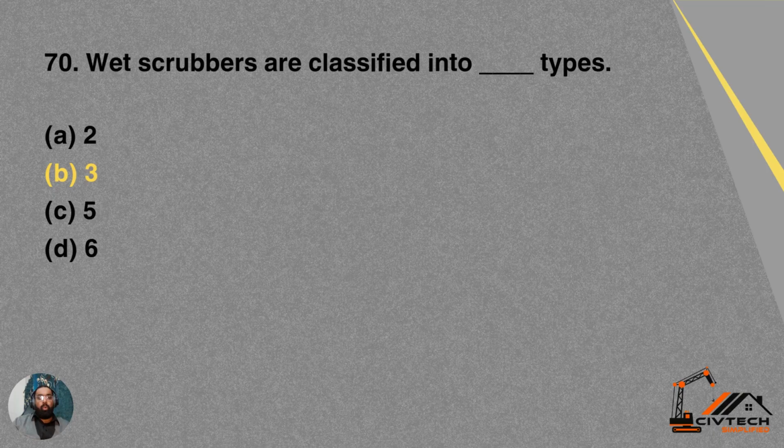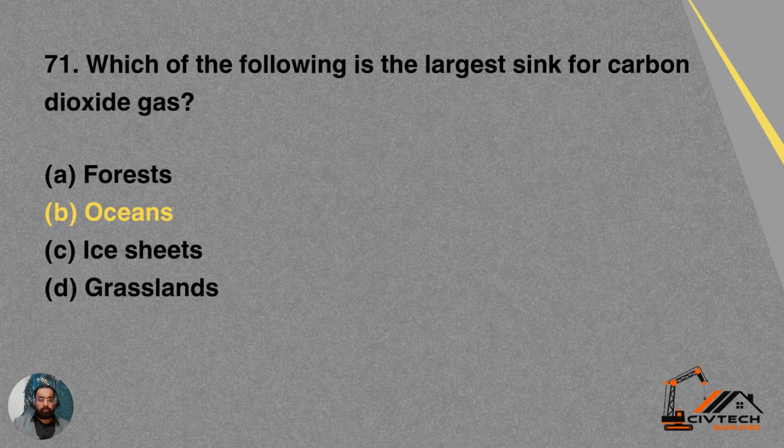Question 70. Wet scrubbers are classified into how many types? Wet scrubbers are classified into dash types. A 2, B 3, C 5, D 6. So wet scrubbers are classified into three types. B is the correct answer.